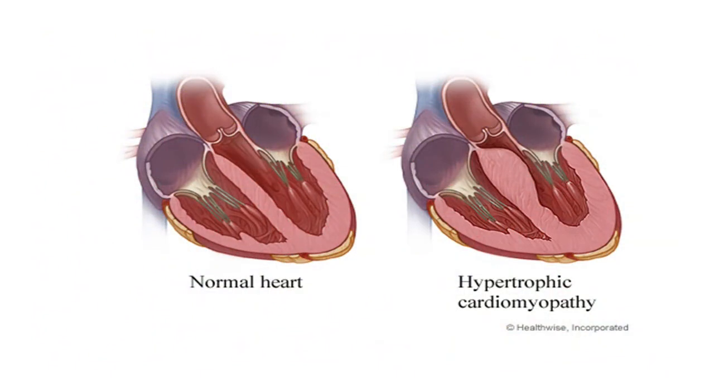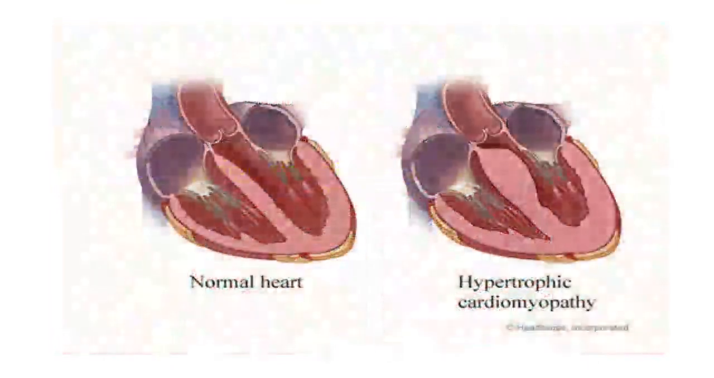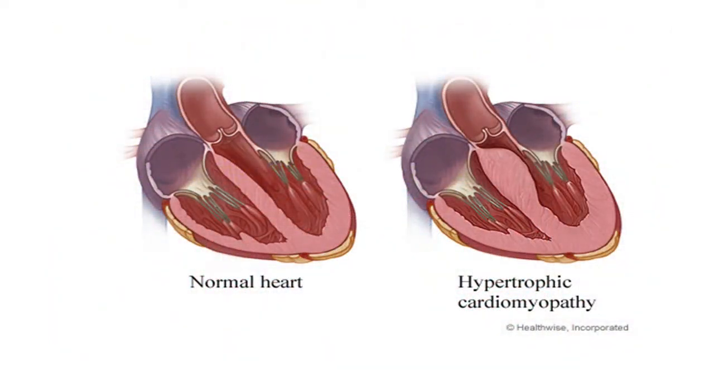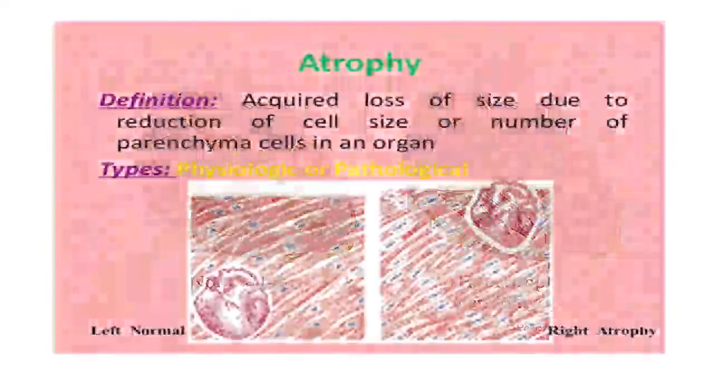Increasing. So this is the normal heart. As you can see, the muscles of the heart. These are the chambers. You can see the muscles over here. So this is a normal heart. This is a hypertrophic cardiomyopathy. You can see over here the muscles have thickened, which has increased the size of the heart. So in case you are asked which of the following organs can go through hypertrophy, then you can name the heart.